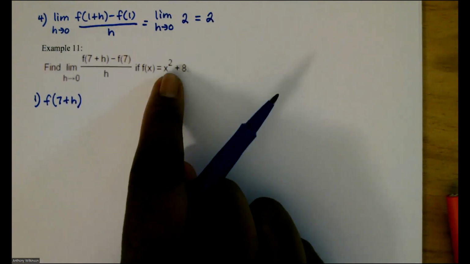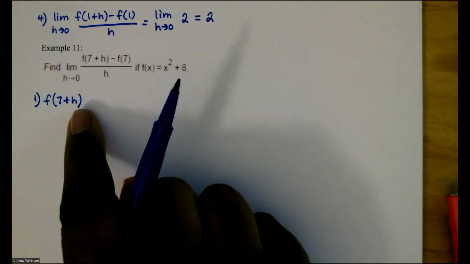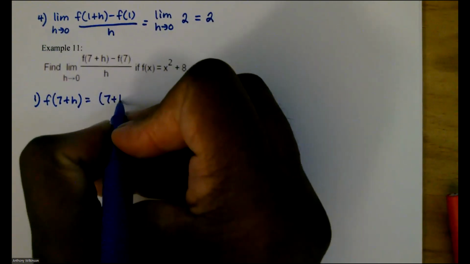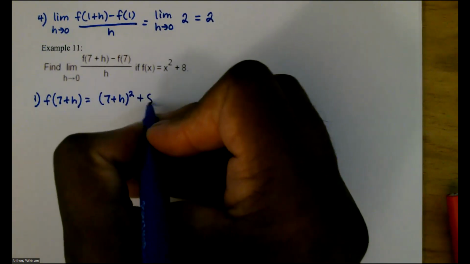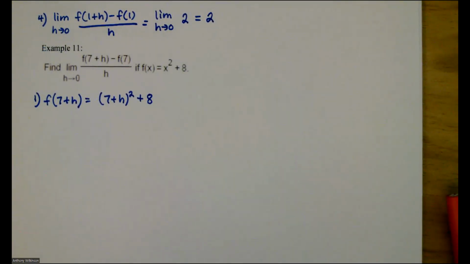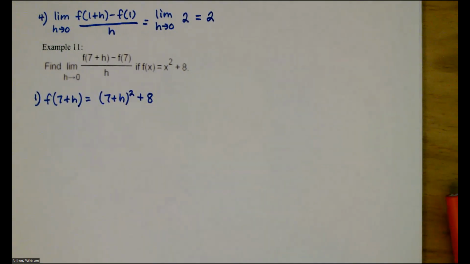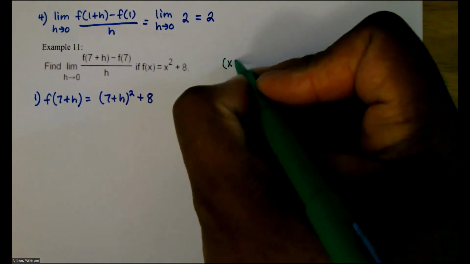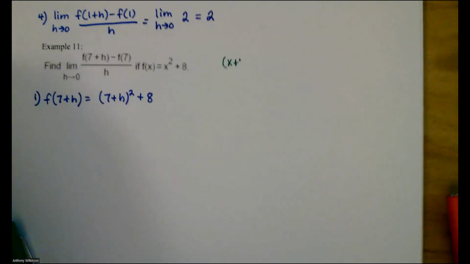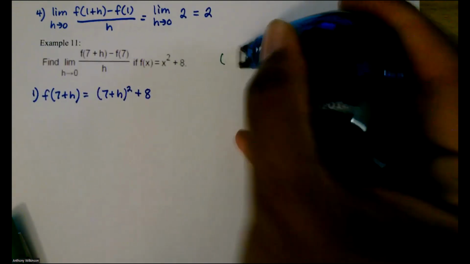If f of x is x squared plus 8, then we just replace the x with that 7 plus h. So it will be 7 plus h quantity squared plus 8. Now, off to the side, I'm going to do 7 plus h quantity squared.